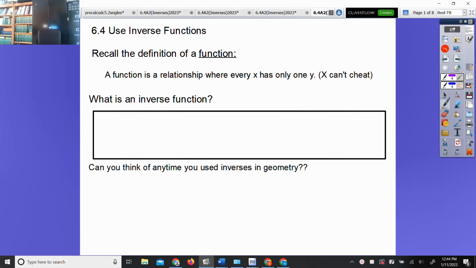That's all they do. An inverse function swaps the input, x, which is also known as the independent variable, with the output, which we call y. That's all they do.